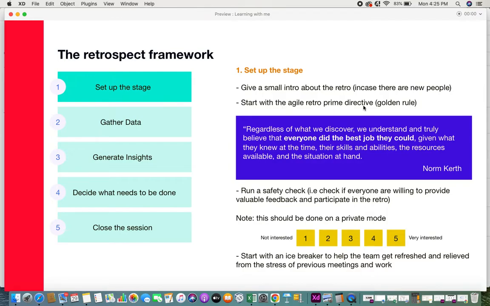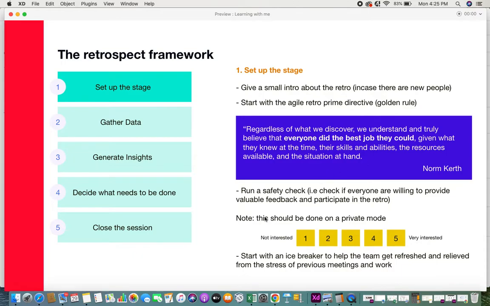Now this retro prime directive is something like a golden rule, and this is the directive which was first put forth by Norm Kerth, and it says, regardless of what we discover, we understand and truly believe that everyone did the best job they could, given what they knew at the time, their skills and abilities, the resources available, and the situation at hand. So by reading out this prime directive, it's setting the stage saying that everyone did their best given whatever circumstance, their skills, etc. So with this mindset, you can kick off the retro.